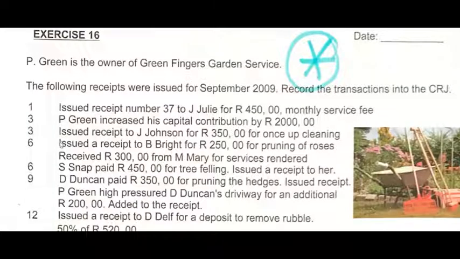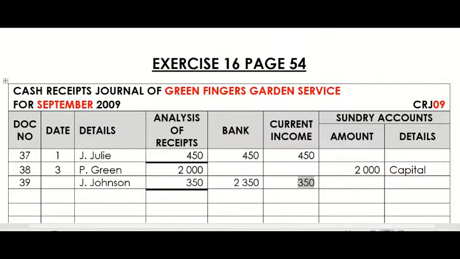Then on the 6th, it said we issued a receipt to Be Bright for 250 Rand for pruning of roses. And we received 300 Rand from M. Mary for services rendered. Because there are 2 different customers, we will issue 2 separate receipts. Remember, B. Bright needs his receipt and M. Mary needs her receipt. Okay, so it will be 2 receipts on the 6th, 2 different ones. The first one would be receipt number 40 on the 6th, B. Bright, 250 Rand for pruning his roses. Okay, we won't bank yet, the day is not finished, but we will put that 250 in current income.